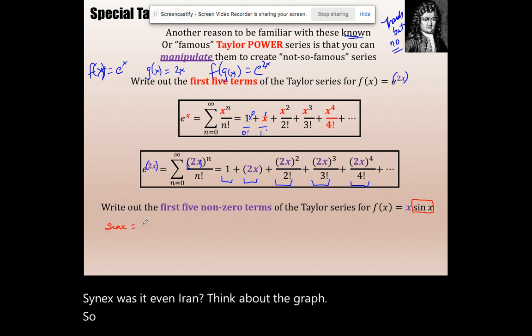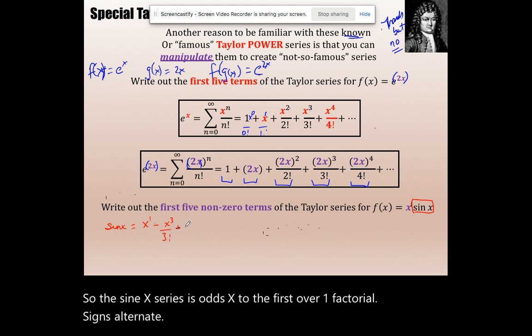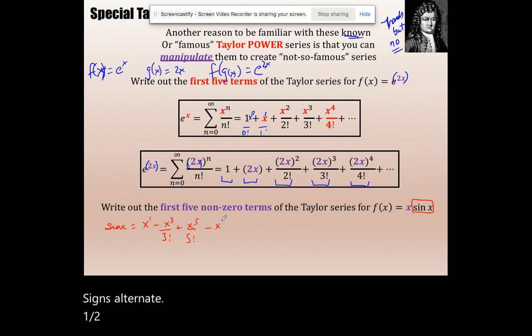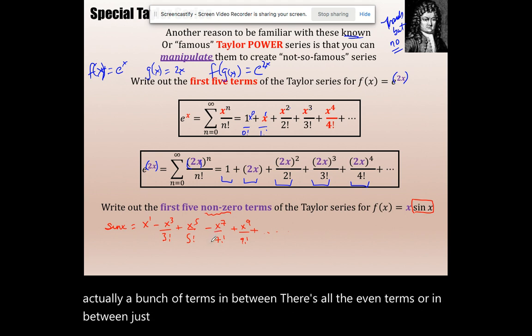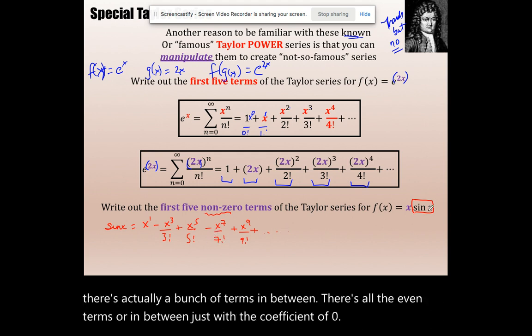So the sine x series is odd: x to the first over 1 factorial. Signs alternate. 1, 2, 3, 4, 5, right? And notice they put non-zero terms here, because there's actually a bunch of terms in between. All the even terms are in between, just with a coefficient of 0. But they didn't ask me for the series for sine x.